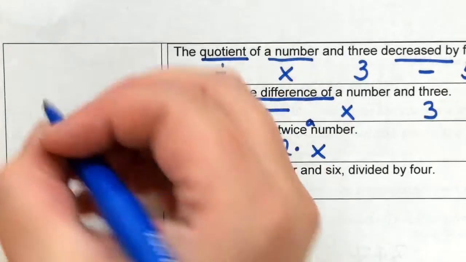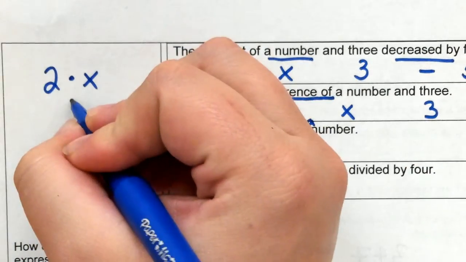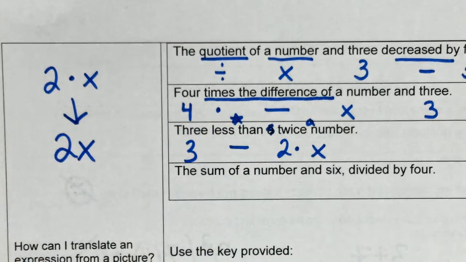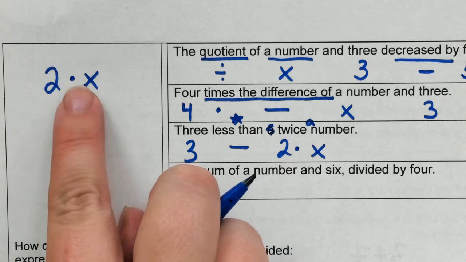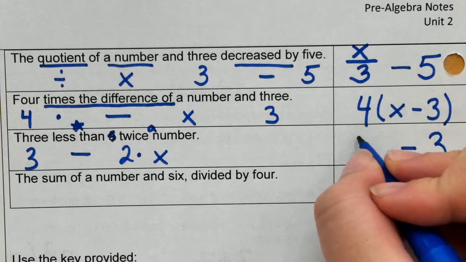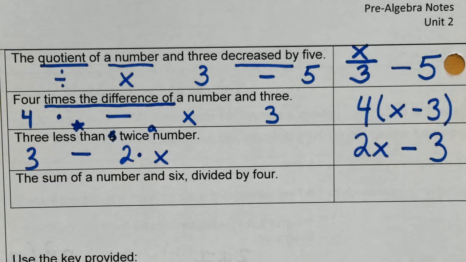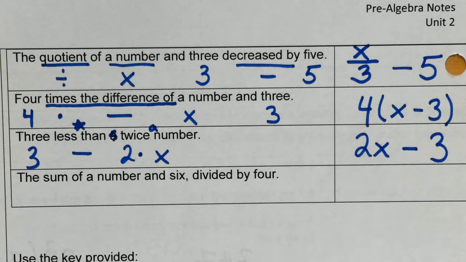And over here I'm going to show you. When we have 2 times x like that, mathematicians are really lazy, and we don't like to write anything extra. So what happens is, rather than writing 2 times x with the multiplication symbol, we just smush those together to be 2x. So that's going to be 2x minus 3. 3 less than, twice a number.